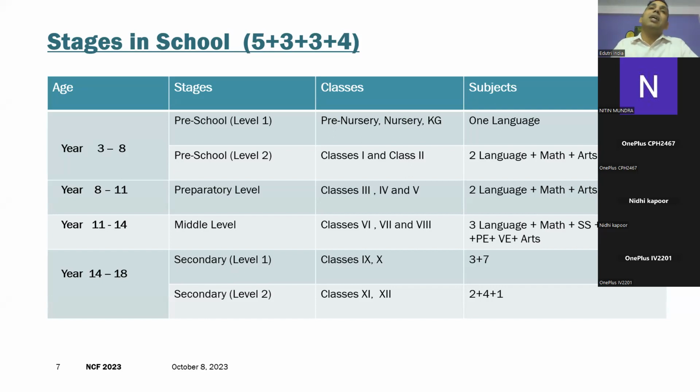Now for class 9th and 10th, they are talking about the 3 plus 7 formula, and for class 11th and 12th, they are talking about the 2 plus 4 plus 1 formula. What is this 3 plus 7 formula, or 2 plus 4 plus 1 formula? I will take that in my next slides.